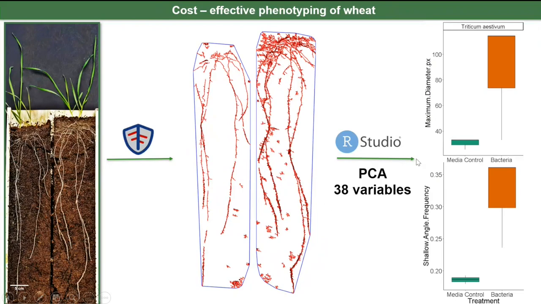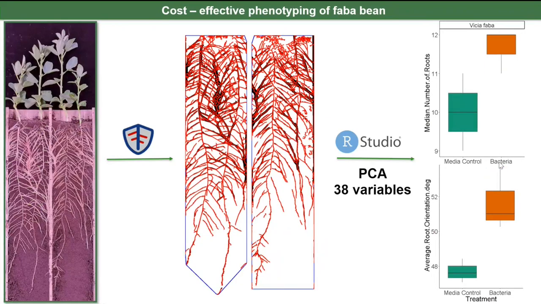Again, using the principal component analysis in RStudio, we were able to identify, out of the 38 variables, that there is a big difference given by the maximum diameter and the shallow angle frequency when the bacteria is present. And the last crop I want to present to you is the faba bean, for which visually we don't see a difference in root structure given by the presence of the bacteria.